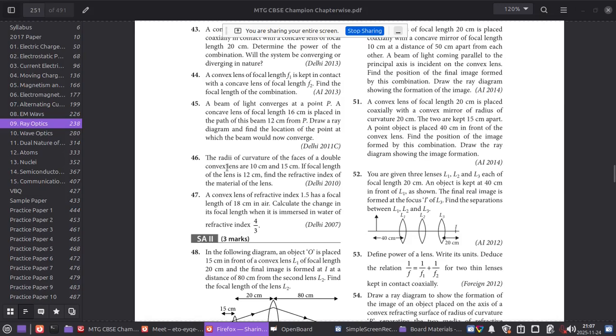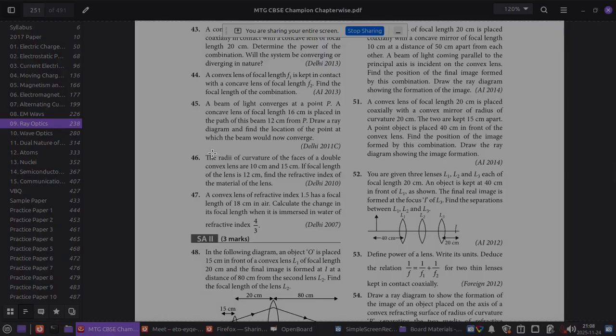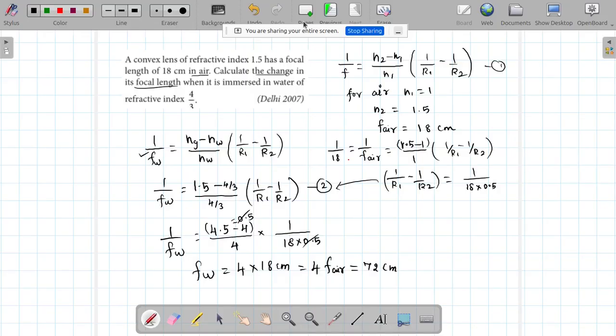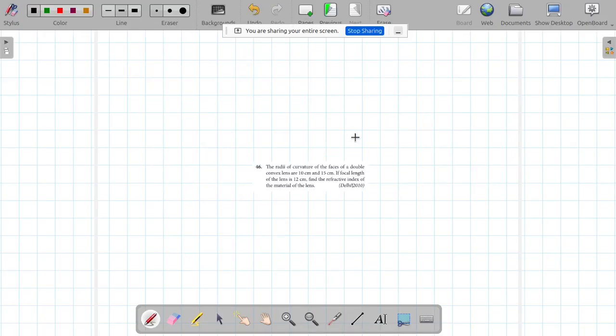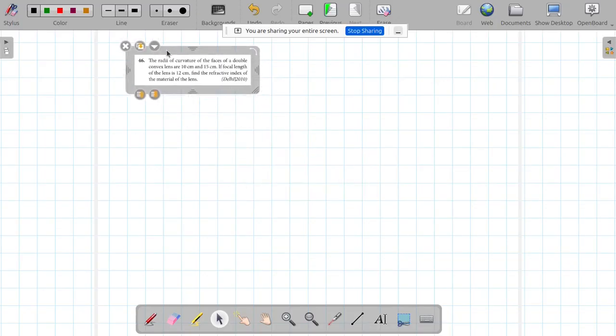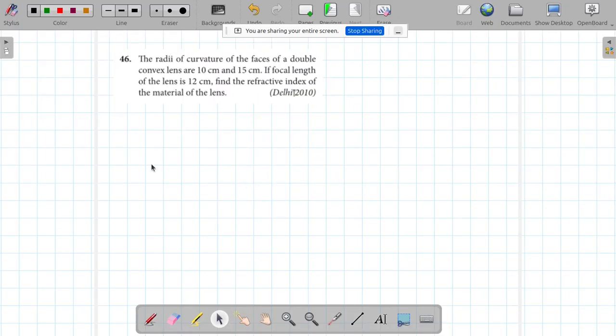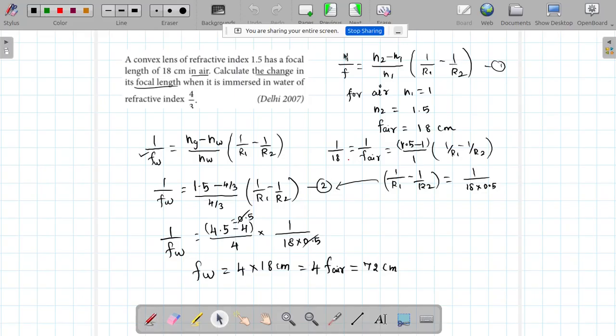Now you see, question number 46. Again, this is also based on the same formula. The radius of curvature of the faces of a double convex lens are 10 centimeter and 15 centimeter. If the focal length of the lens is 12 centimeter, find the refractive index of the material of the lens. So it is again based on the same formula.